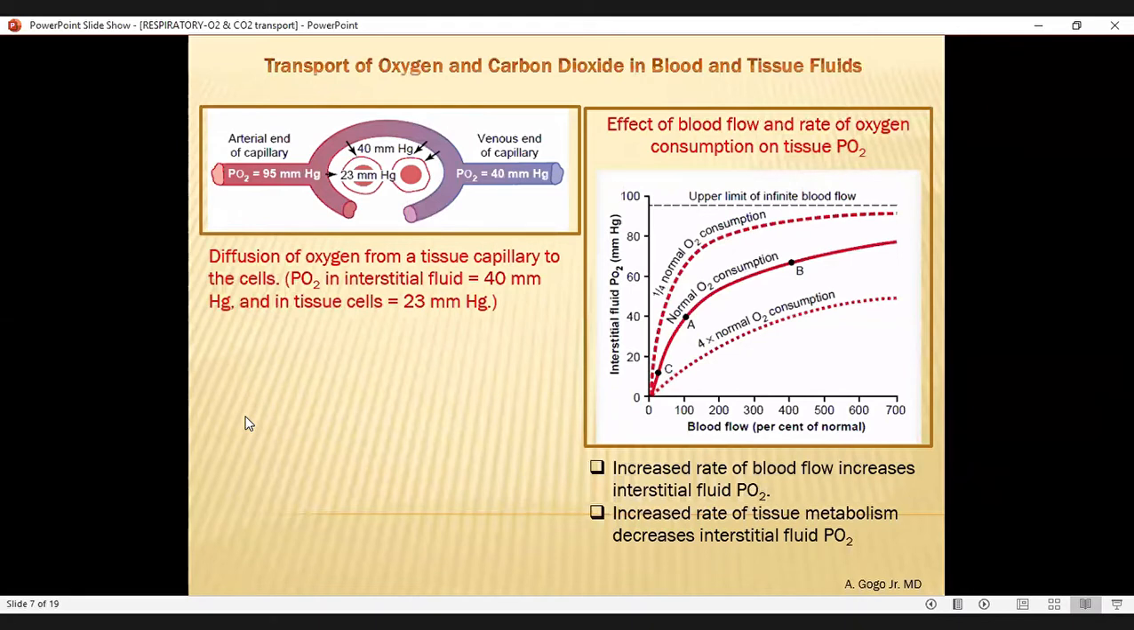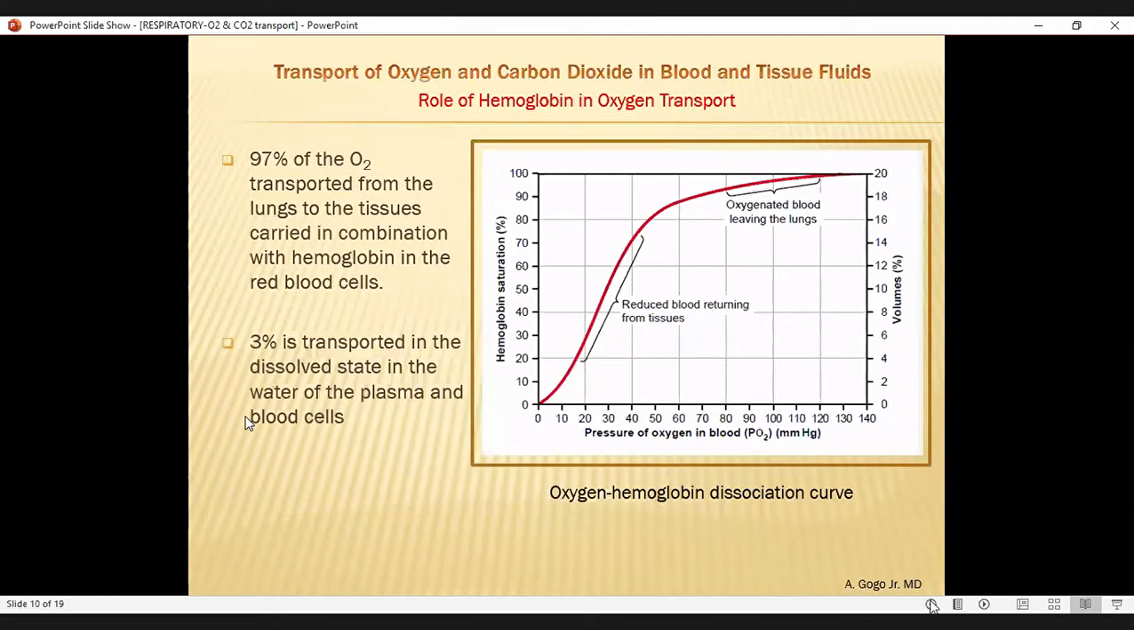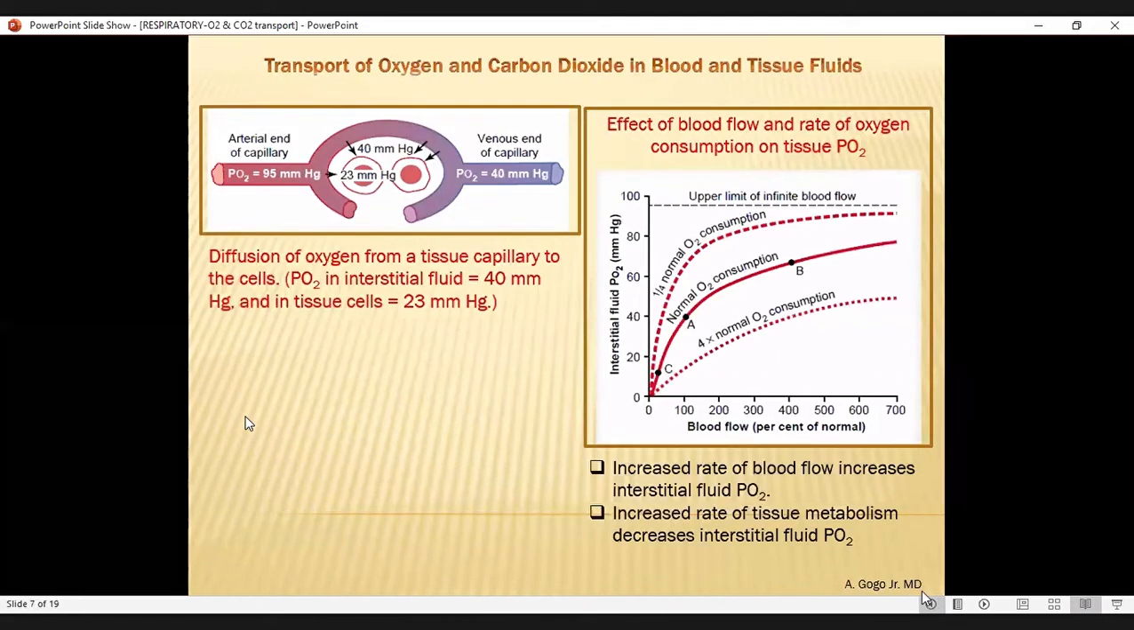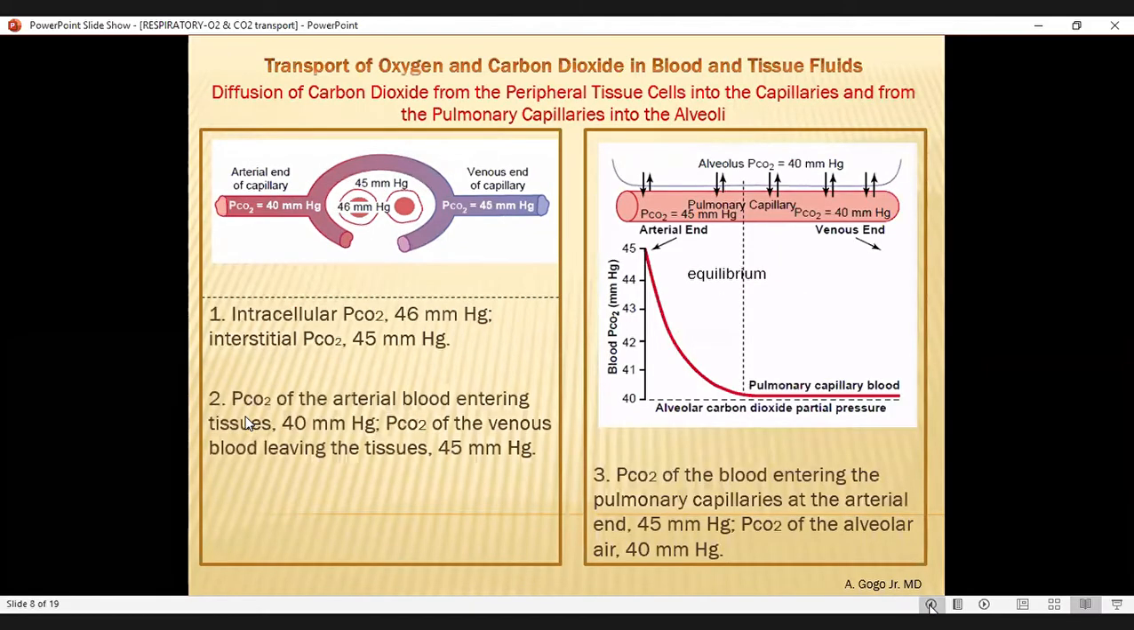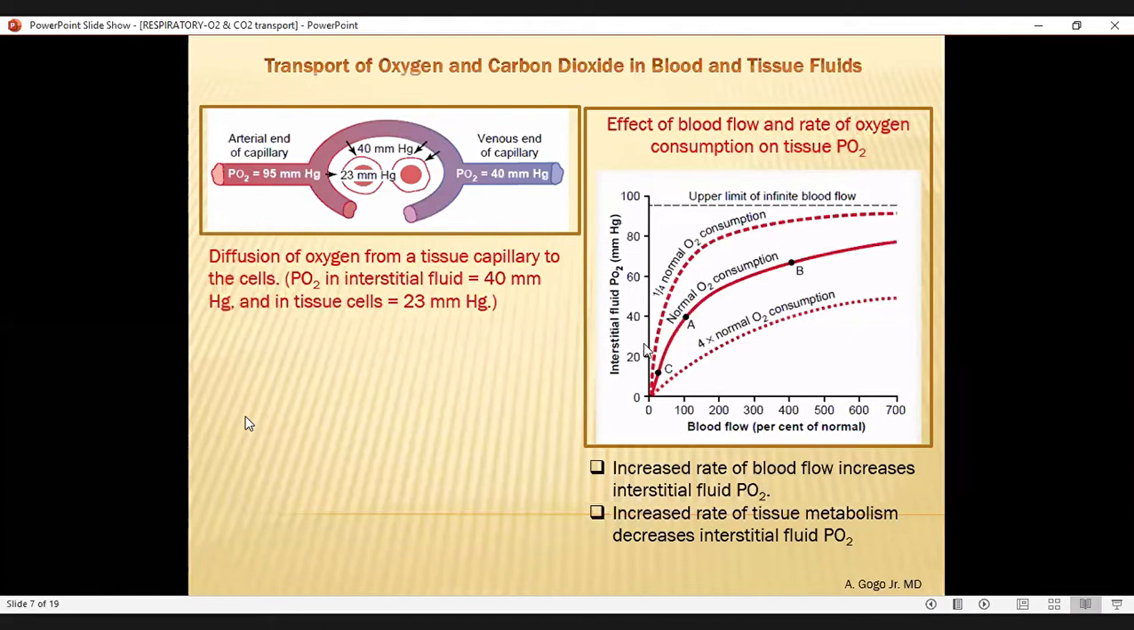So the blood flow also will have to go faster. Okay. Blood flow will have to go faster. Okay. So the consumption is faster, so the amount of oxygen will decrease. If the consumption is less, the amount of oxygen will also go higher. Okay? So the amount of oxygen in the interstitial fluid will also increase because the consumption is very slow.